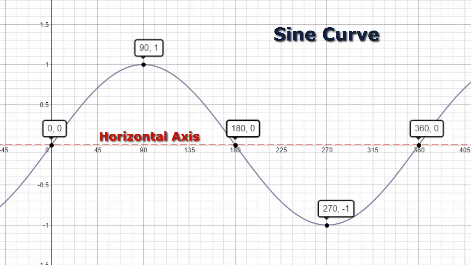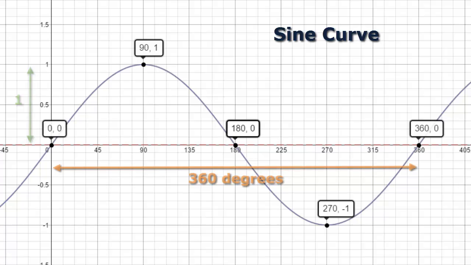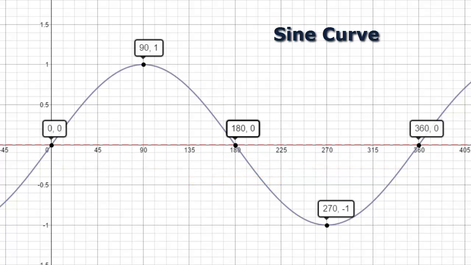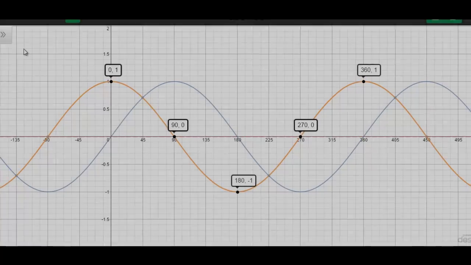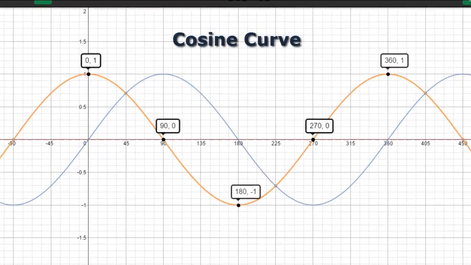through y equals 0. Our sine curve also has an amplitude of 1, a period of 360 degrees, and it continues forever in both directions. We say that this curve is periodic, and another way to say this type of curve, or a wave-like curve, is a sinusoidal curve. The cosine curve looks very similar.